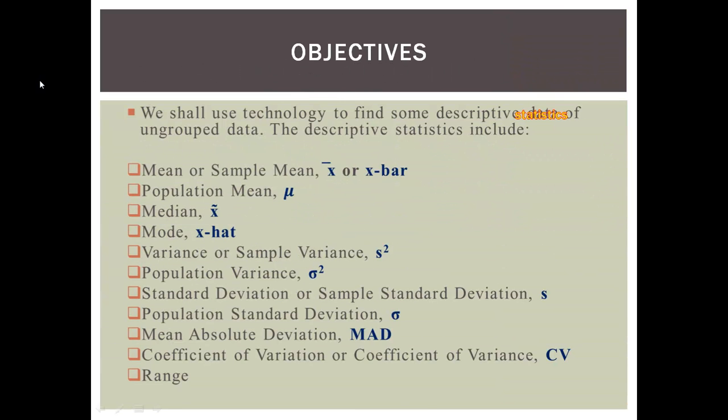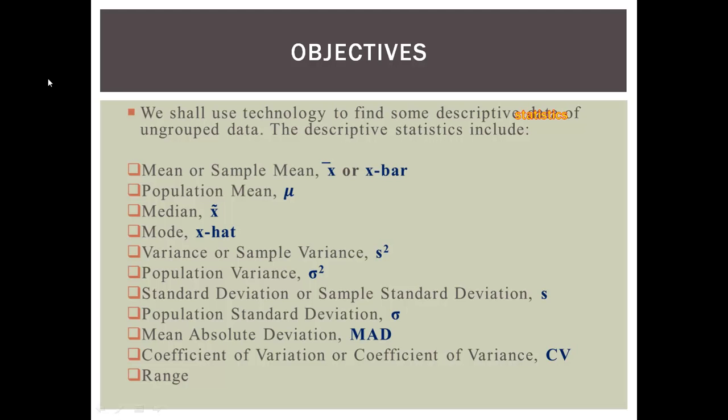So that is our objectives. We shall use technology to find some descriptive statistics, and we shall be concerned with only ungrouped data. What do I mean by ungrouped data? Data that does not have classes, data that has not been organized into classes. It's raw data. Now it can be in a table, but it has not yet been organized into classes, whereby we have a class interval and class size. So any data you see that way is ungrouped data.